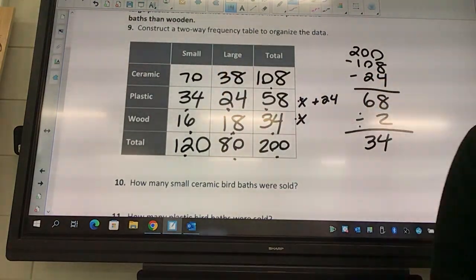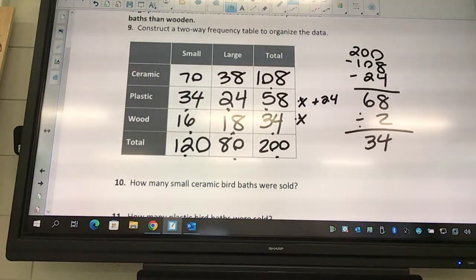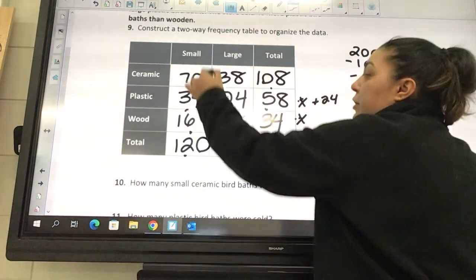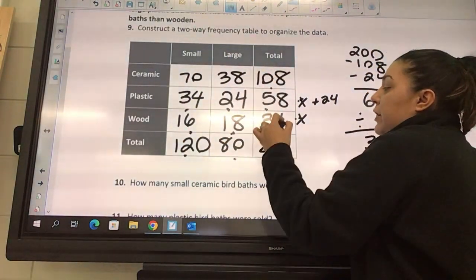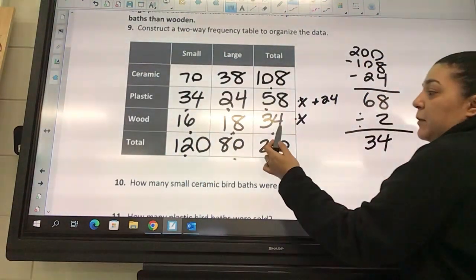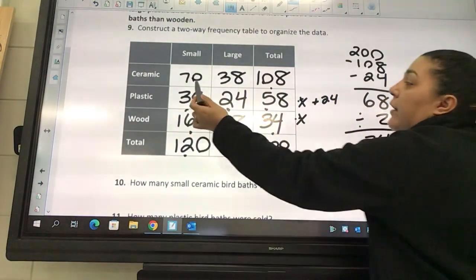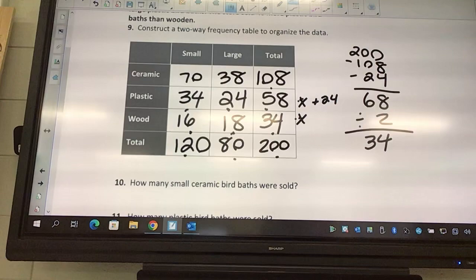Okay, if something's not right, and if you guys know Miss Hanson did it wrong this morning. She's like, I don't understand, there's something wrong with my box. Okay, all of these boxes, these three should add up to be 120. These three should add up to be 80. These three should add up to be 200. These ones should add up to be 200. These ones should add up to be 34, 58. These ones should add up to be 108. I'm not saying check your work, but that is an option, okay?